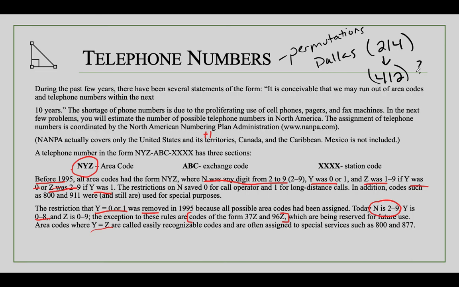Because let's think about it. 214, there are 214, 412, 124, 124. You could put so many of those in a group, and they would count as one if you were thinking about them like combinations instead of permutations.